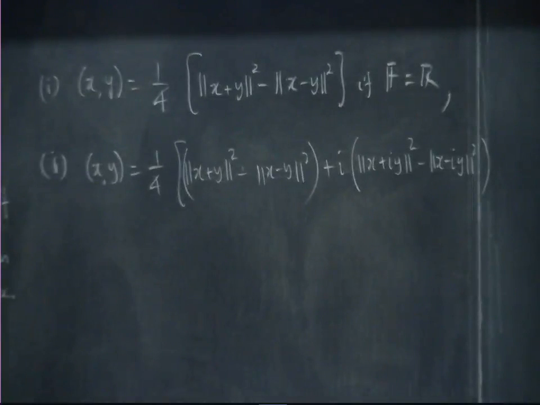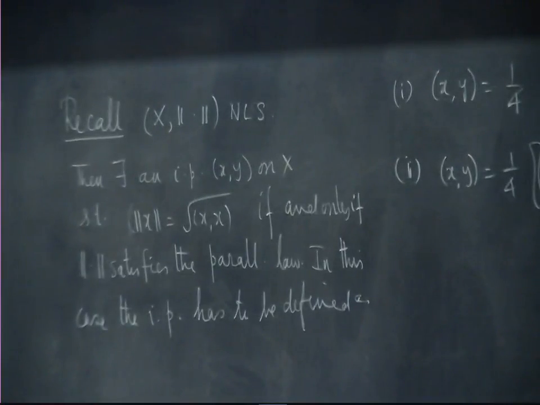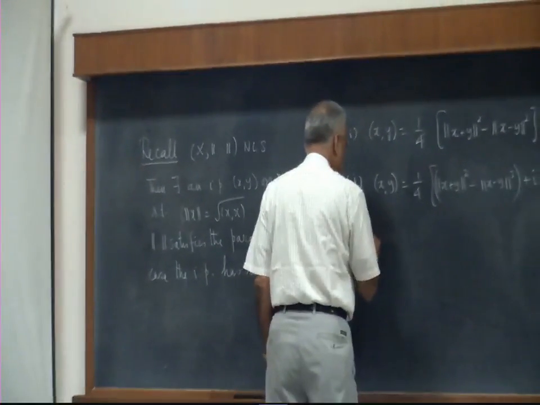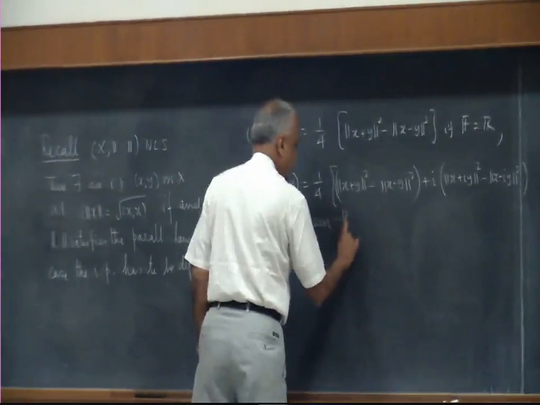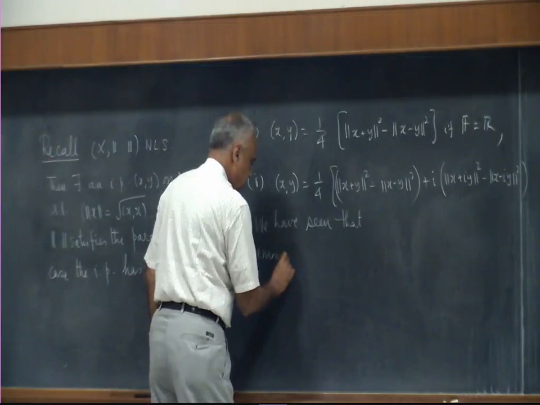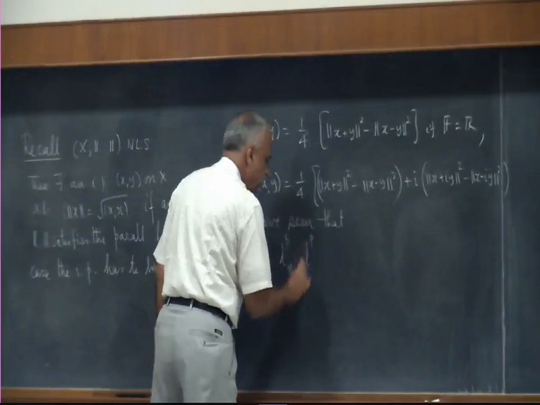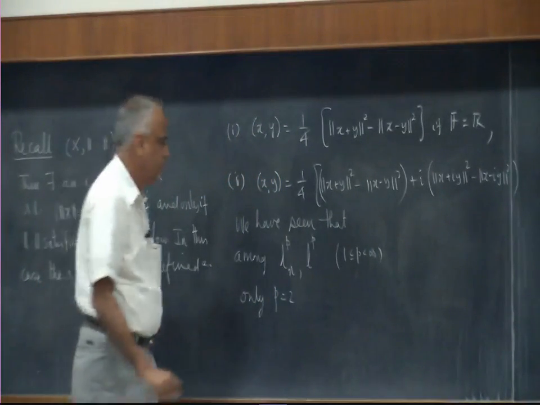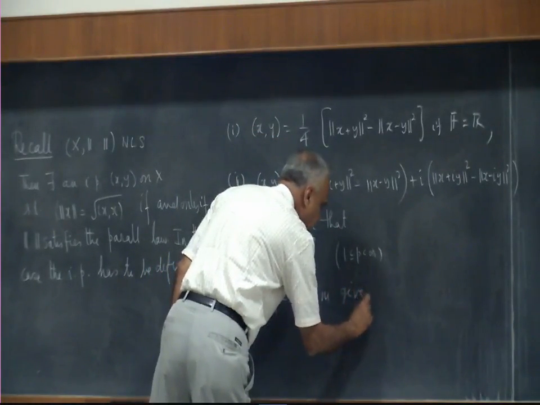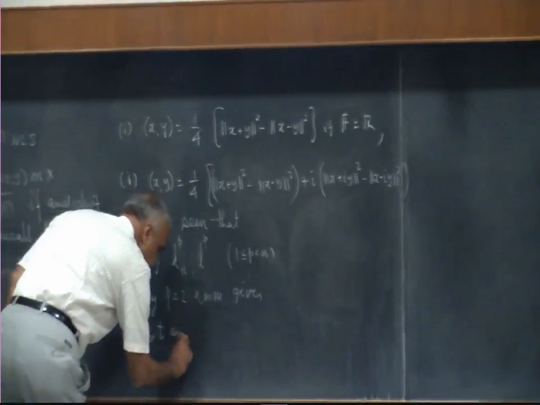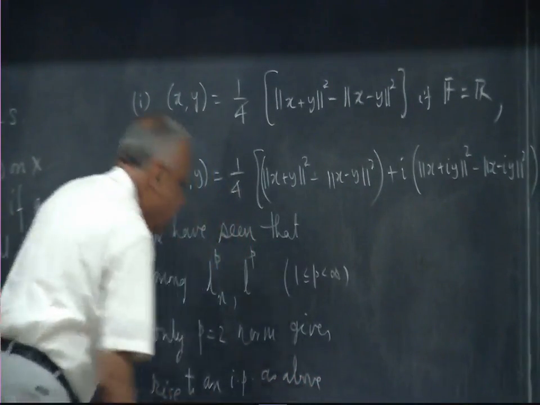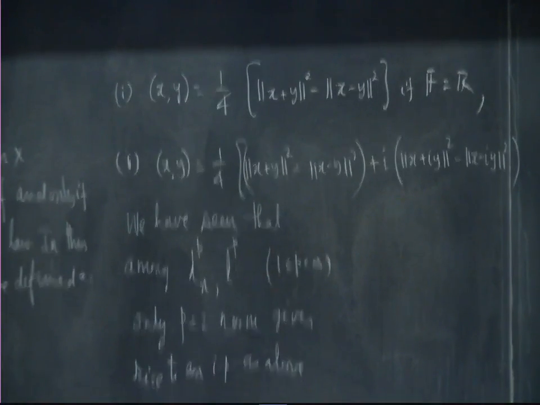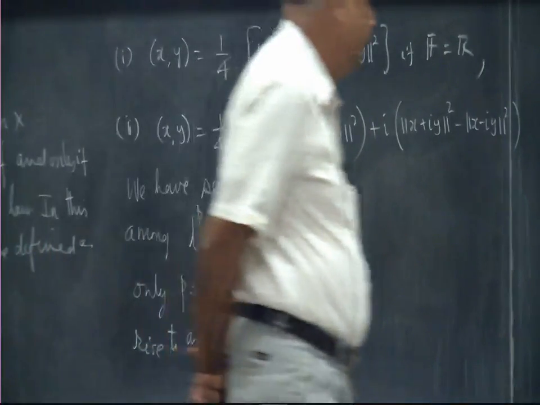Okay. So, this is the fundamental identity. The second one is called the polarization identity. So, now we know under what conditions a norm is really going to give a geometry, or the inner product. We have already seen that among l_p^n and l_p, only the p equal to 2 norm gives rise to an inner product as above. That is the only case where the parallelogram law is satisfied, and therefore the inner product can be defined, and that norm comes out of an inner product.